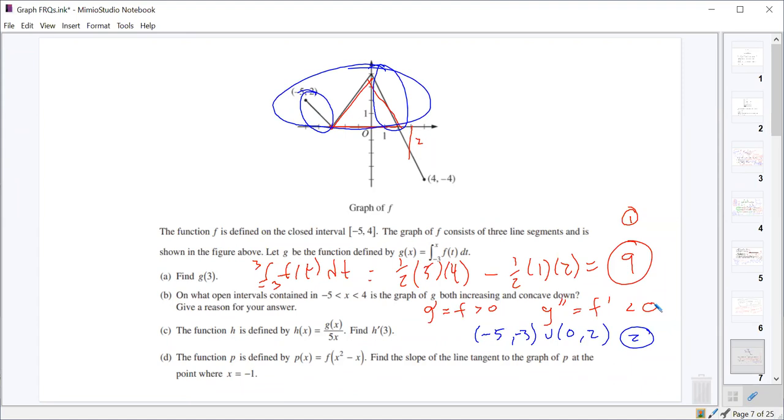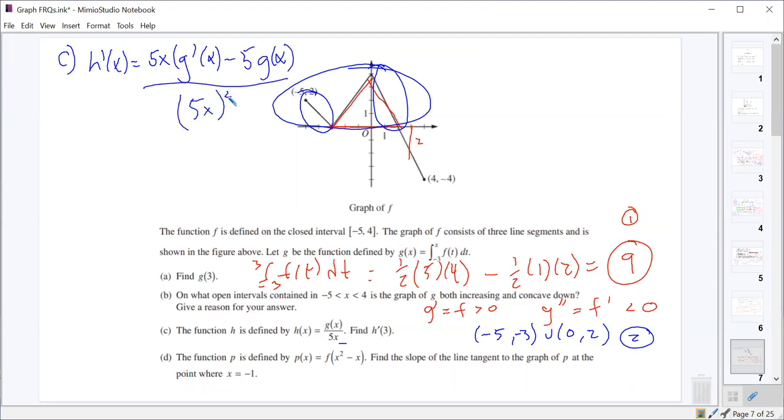All right, part C. Part C, we got h. H of x is g of x over 5x, and we want to find h prime of 3. So first off, we need to use the quotient rule to find h prime. H prime of x ought to be 5x times the derivative of g minus g times the derivative of 5x, all over 5x squared, right? There's our quotient rule.